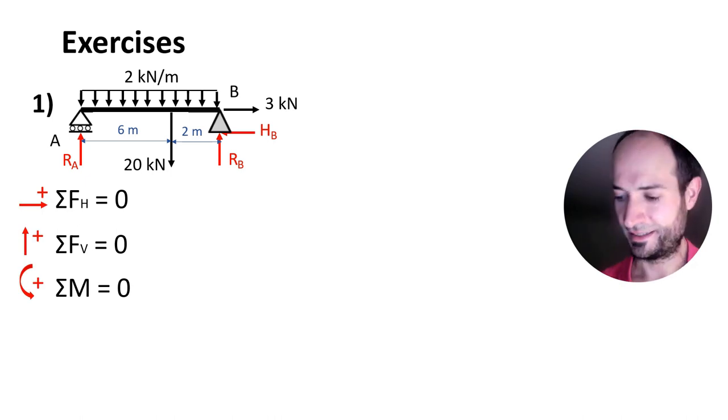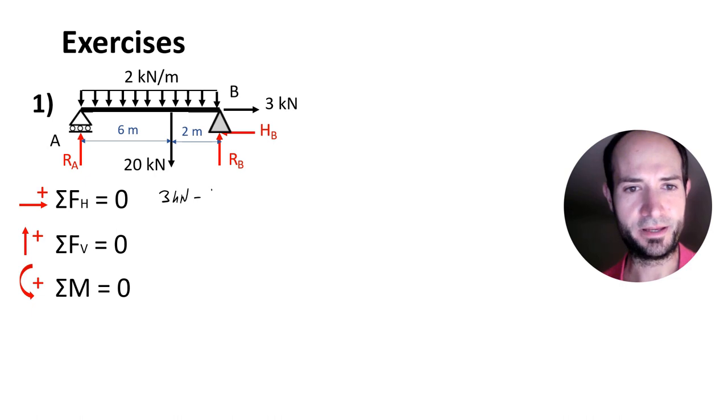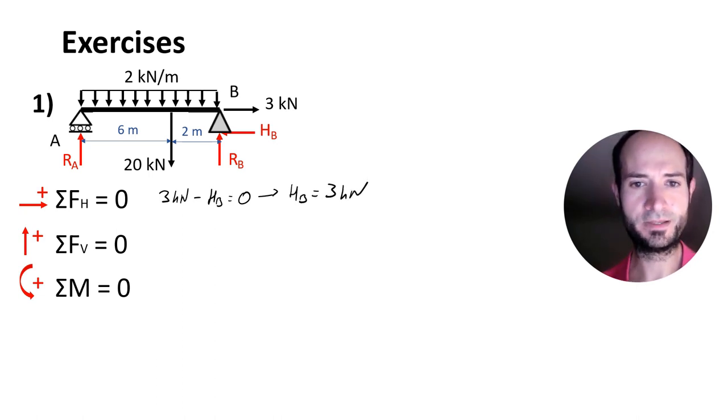And the sign criteria. Let's go from top to bottom. We have a 3 kN horizontal load. So let's see, we have 3 kN going to the right, positive. And then we have minus HB equals zero. Therefore, HB equals 3 kN. That's the first. Now, we have vertical loads.